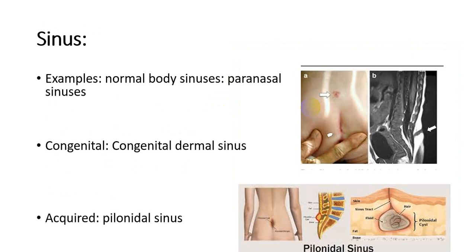Acquired, for example, pilonidal sinus, which is formed by a different mechanism resulting in the formation of a sinus that is connected to the surface epithelium. When the surgeon opened the sinus, we find granulation tissue and hair. The hair lacks the hair follicle.